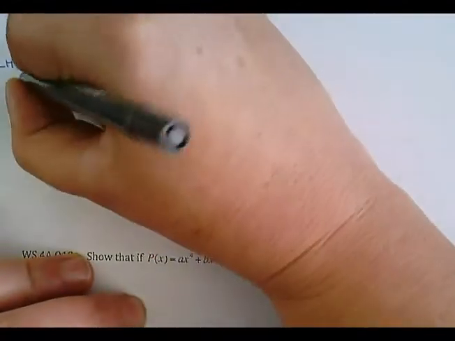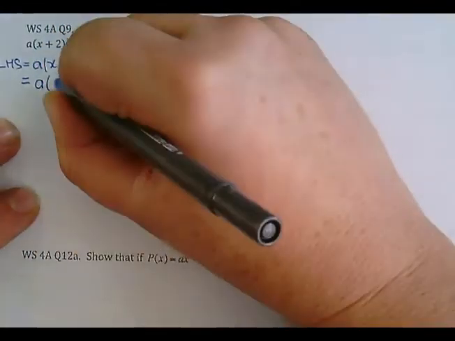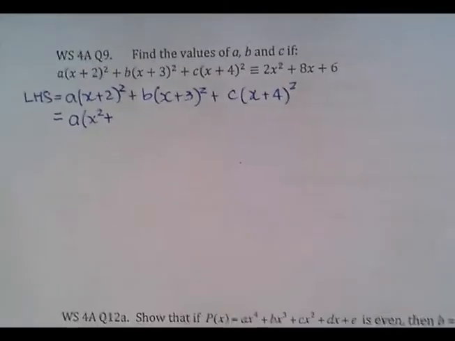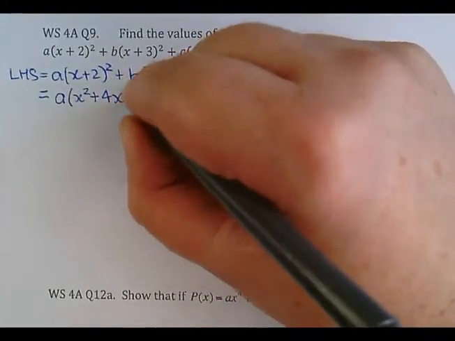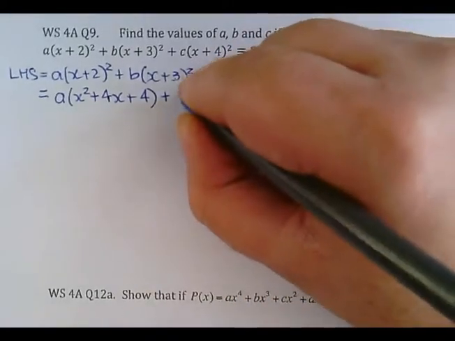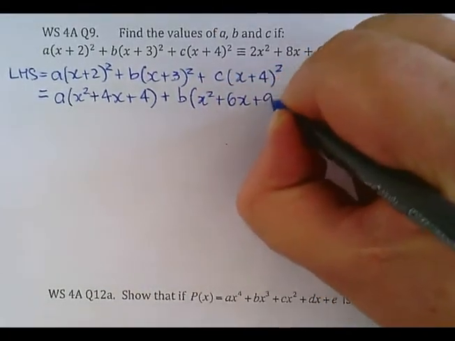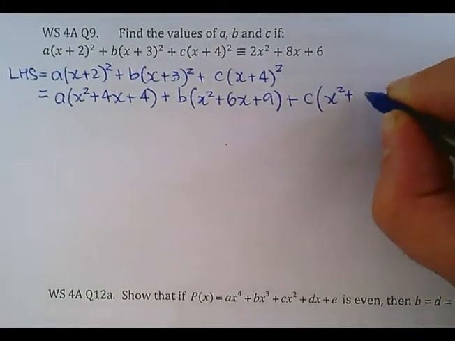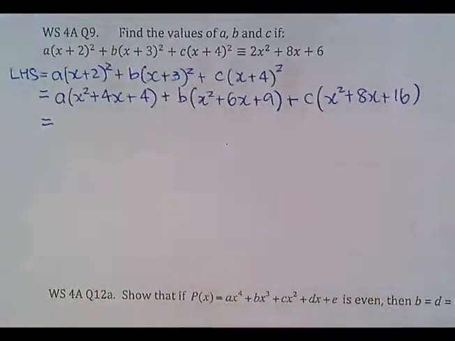So let's start. What have you got? I keep that a at the front. What have you got? X squared plus, come on, expand it. It's a perfect square. X squared plus 4x plus 4, plus b bracket x squared plus 6x plus 9, plus c bracket x squared plus 8x plus 16.